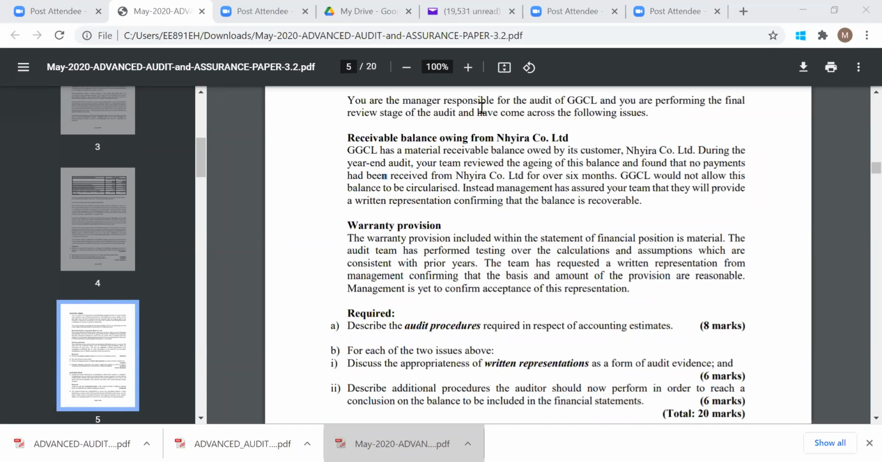Also, the disclosures that surround accounting estimates, right? You need to obtain sufficient, appropriate evidence about the disclosures around the accounting estimates. You need to obtain that as well.